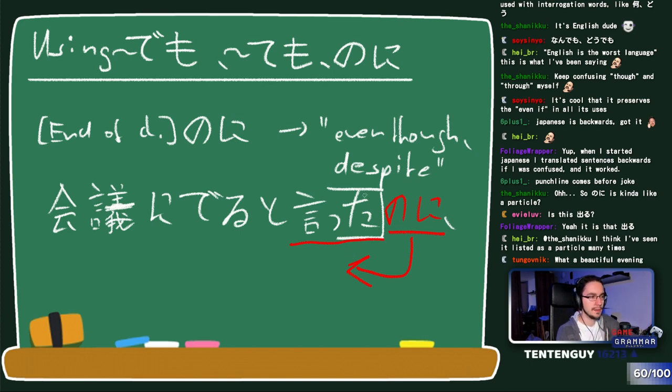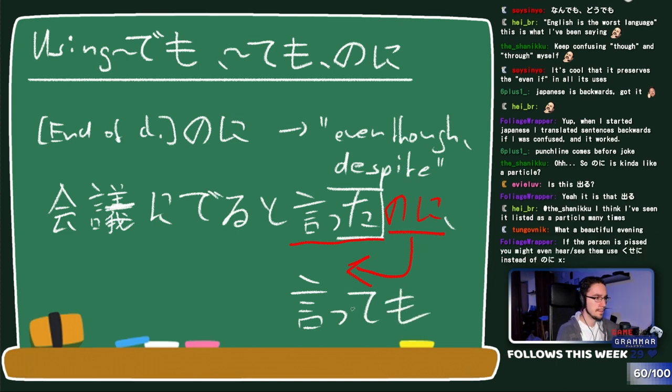So itta, past tense, we wouldn't be able to add demo here. And then to compare it with what we learned earlier, you might be asking, what if it was the same sentence, but we used ittemo, with what we learned earlier? Now the difference here is that it's more like saying, even if you say that you would appear at the meeting. So you can see the difference, right?